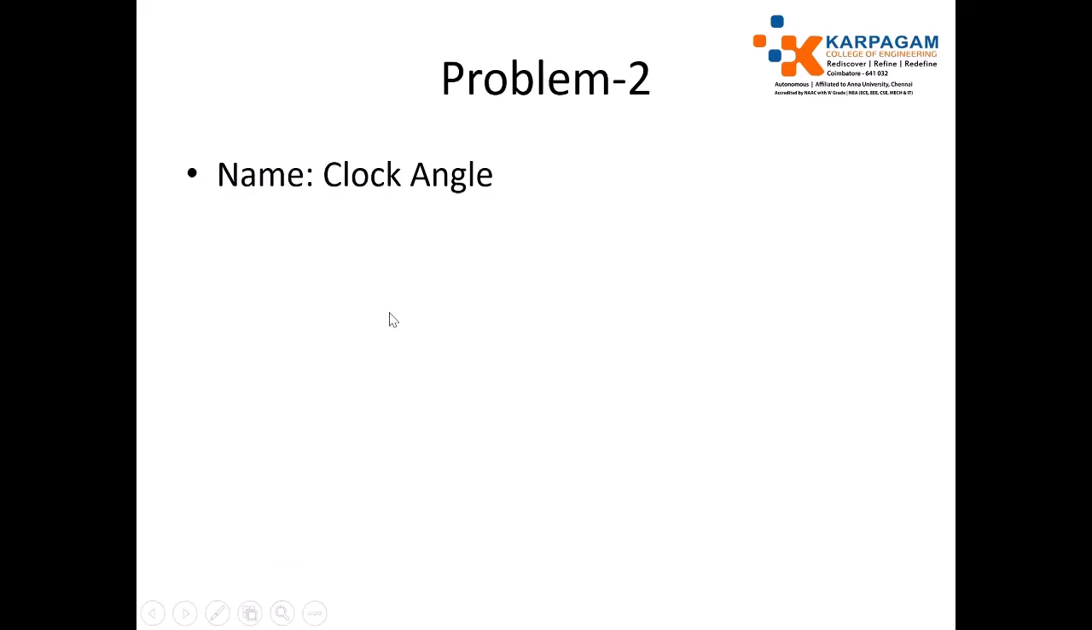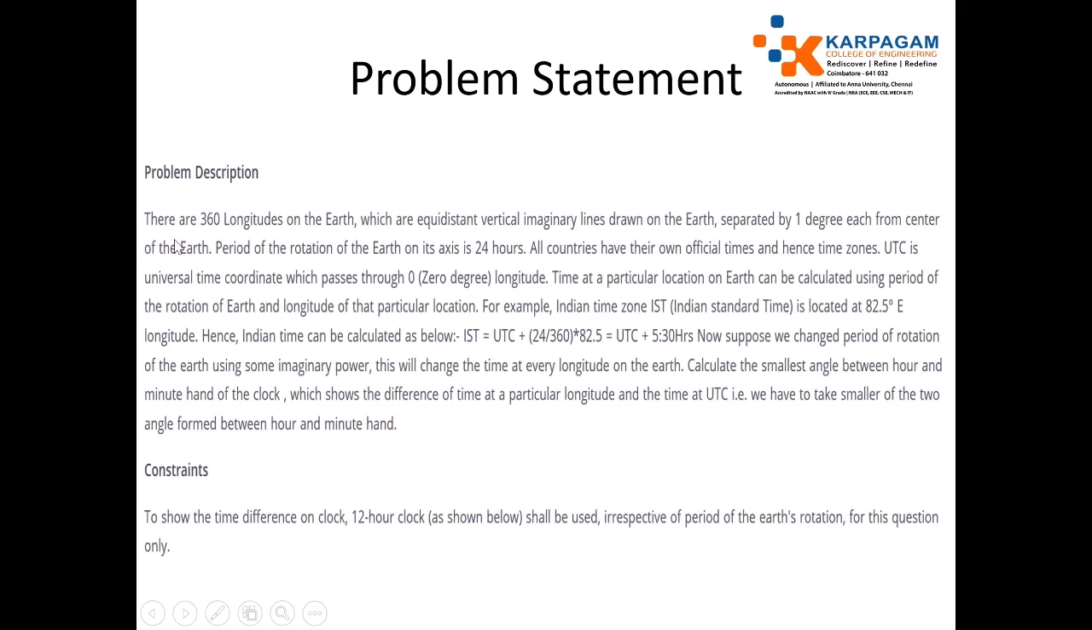Next problem is clock angle. Okay, so read the problem statement. There are 360 longitudes on Earth, which are equidistant vertical imaginary lines drawn on the Earth, separated by 1 degree each from the center of the Earth.